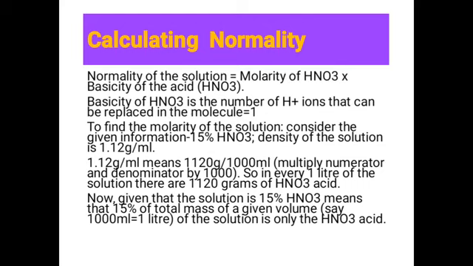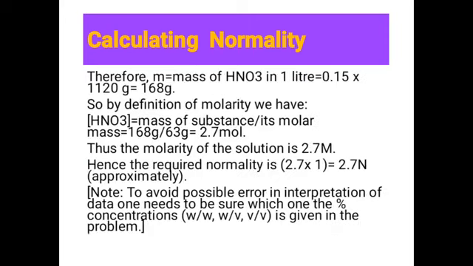So for every 1 liter, we have 1,120 grams. Now, because it said 15%, that means the HNO3 there is 15% of the total mass. So to find 15%, we say 15 over 100 multiplied by 1,120. That is 168 gram.